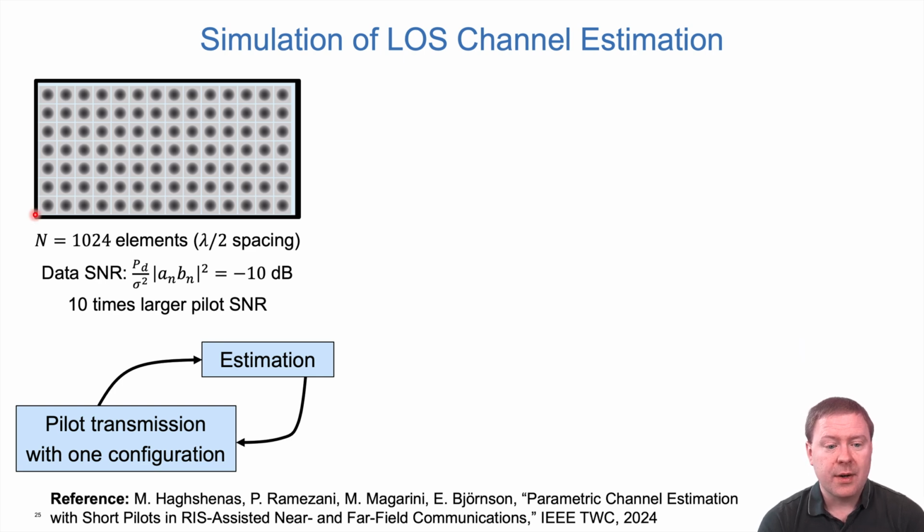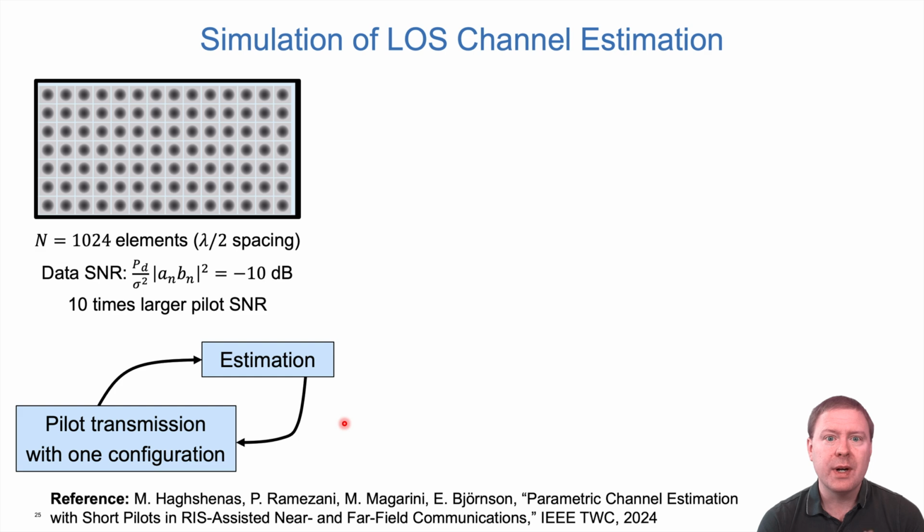We consider a scenario with 1024 elements, and then we have particular parameters in terms of how strong the channel is, like minus 10 dB during the data transmission and 10 times larger during the pilot transmission, because we can spread out pilots over the frequency domain. In this paper, the goal is to be able to estimate the channel very well with very few pilots.